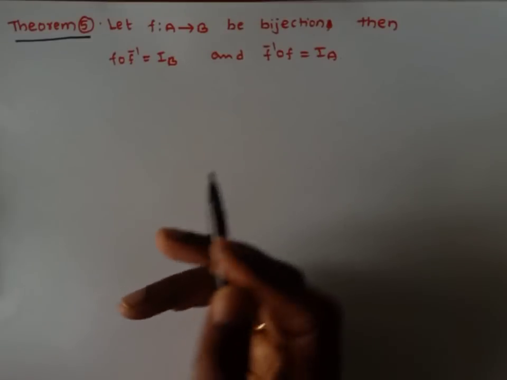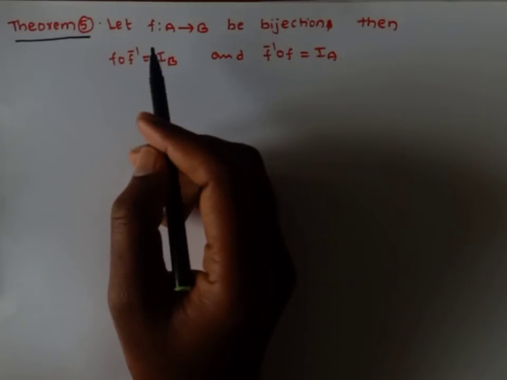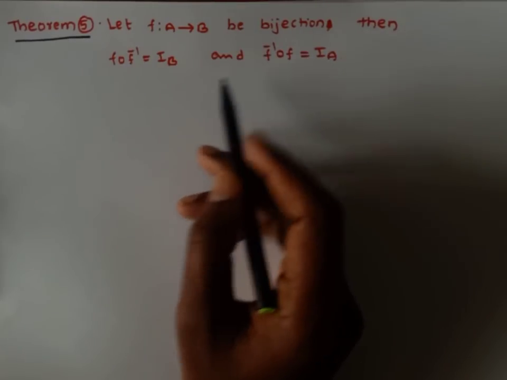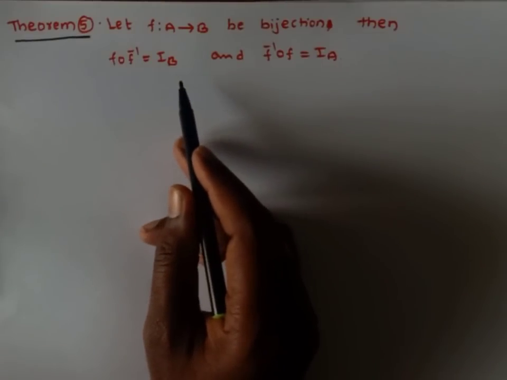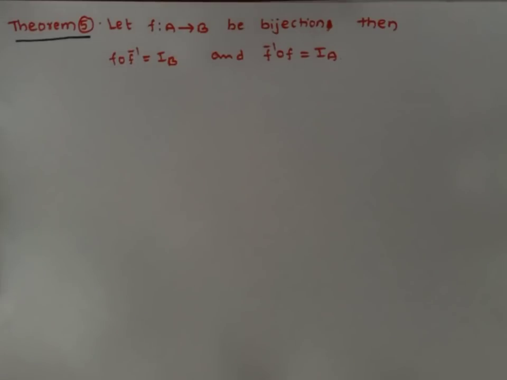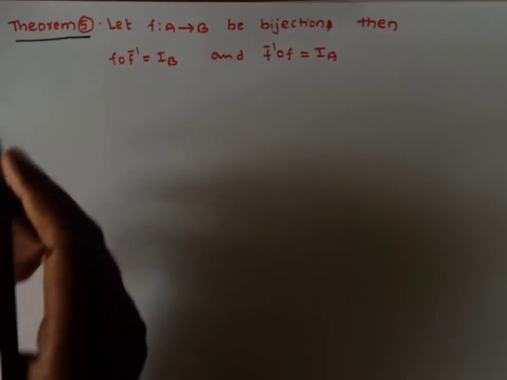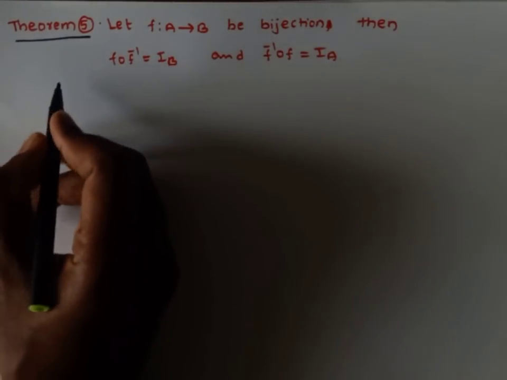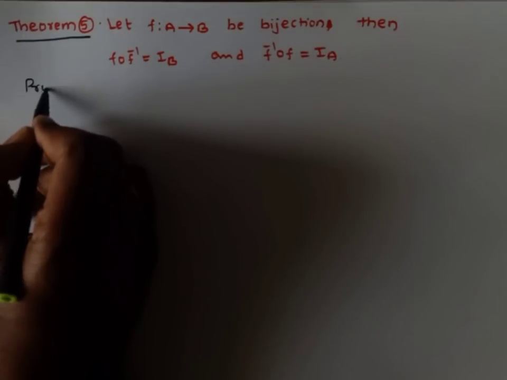See the last theorem, theorem 5. Let F from A to B be a bijection, then F circle F inverse is IB and F inverse circle F is IA. Meaning F compose F inverse is always an identity, or F inverse compose F is an identity, right? So here we need to show these two things by using only that f is a bijection. See the proof for this.